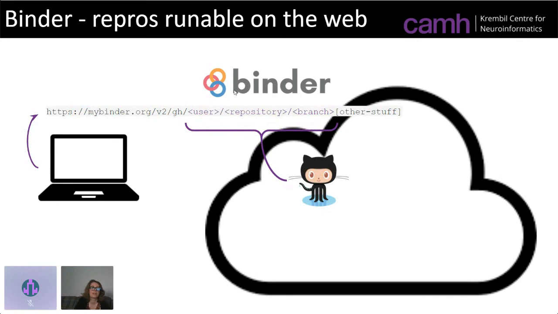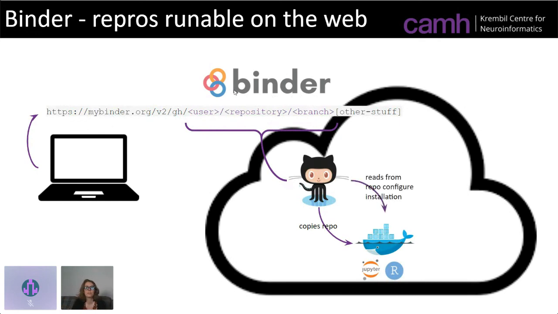And what it does when it gets to GitHub is it copies your GitHub repo into a cloud, into a little Docker instance that's on the cloud. So it starts up a Docker instance. That Docker instance already has a version of Jupyter and a version of RStudio inside of it. And then it reads from the GitHub repo some files about how to configure things.